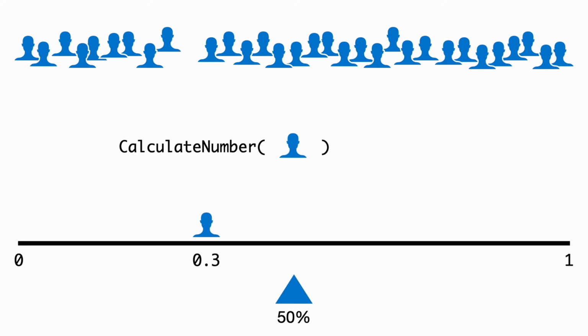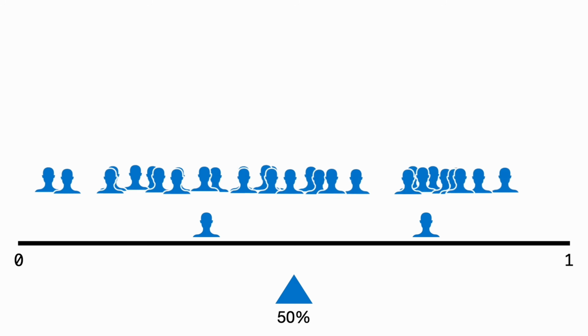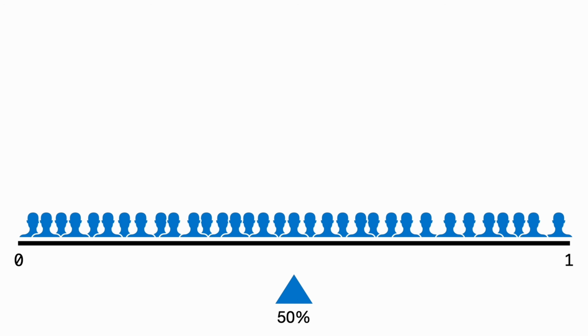If another user comes along and their number is 0.75, they go on this side of the line, they're not included in the 50%, so the feature flag will be disabled for this user but enabled for the other one. And you put every user on the line somewhere from 0 to 1.